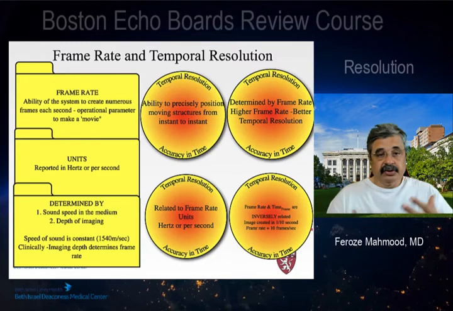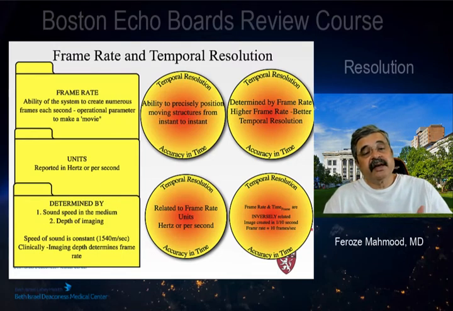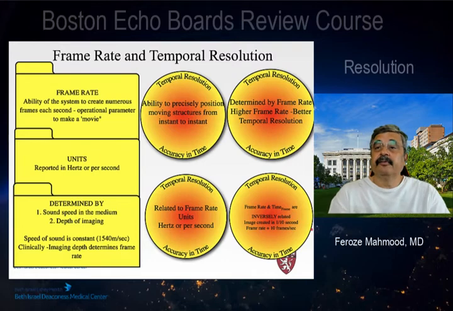Now we get into the temporal resolution, which is the ability to identify position in time, or the motion in time. This is also expressed as the frame rate of the ultrasound. Frame rate is the ability of the system to create numerous frames each second, which is an essential parameter of making a movie, which is creating frames one after the other.